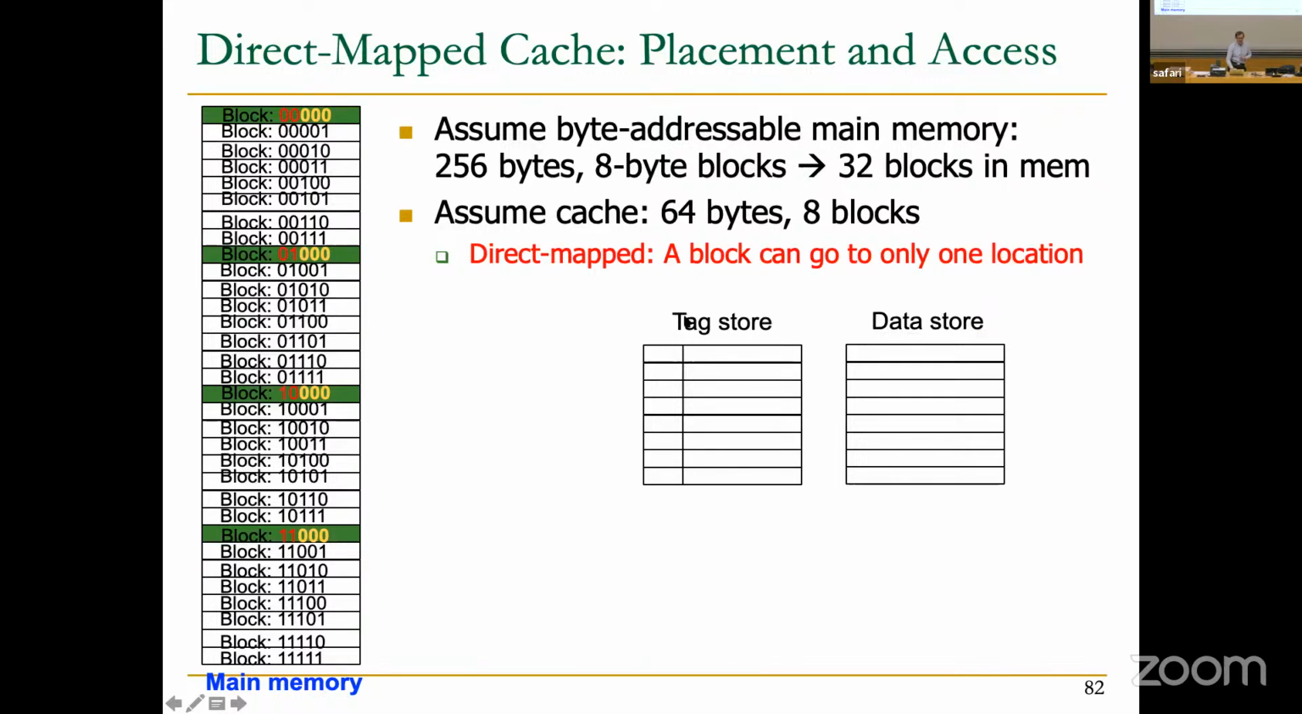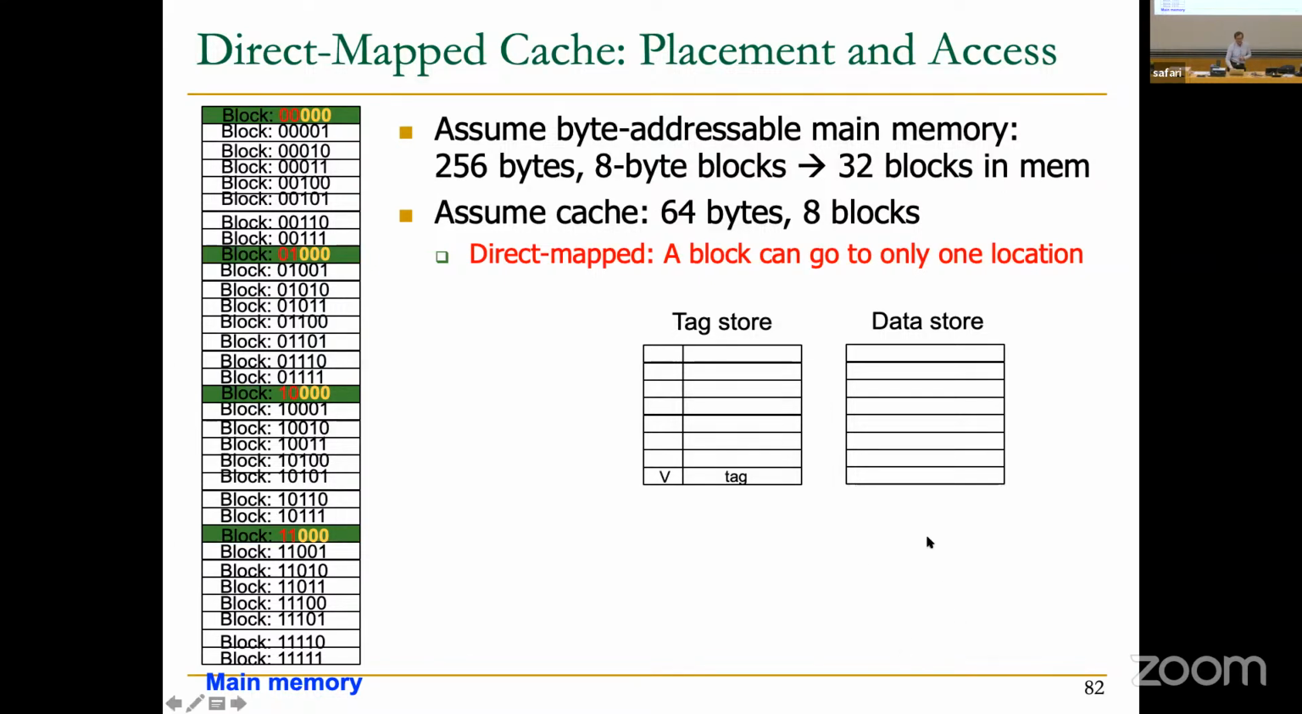We have a tag store, 8 entries, indices 0 through 7. And then we have a data store, 8 entries also, indices 0 through 7. The data store stores the 8 bytes that may be in the cache corresponding to a block that's at index 0, specified by the tag that's stored here, assuming it's valid. That's how you can now figure out how we index the cache, right?